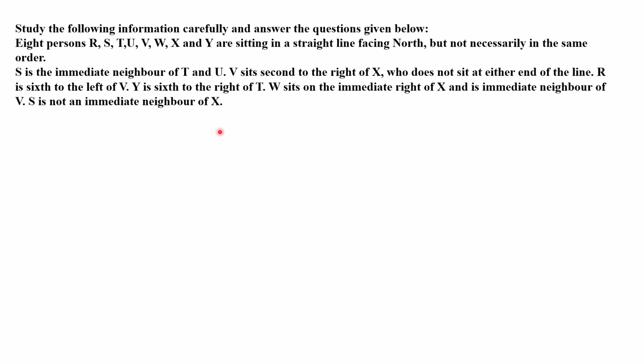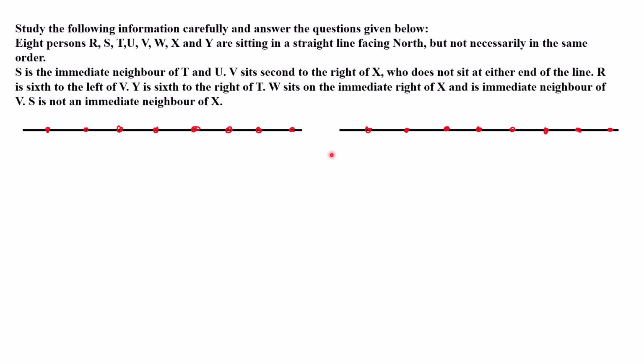See, so many informations are given over here, isn't it? So first of all, one by one, we are going to do the arrangement. There can be more than one possibility of the arrangement, so I have taken two over here. Let's see one by one. First it is given S is the immediate neighbor of T and U. So I am planning to write here S is the immediate neighbor of T and U.